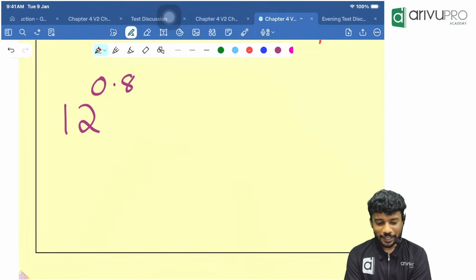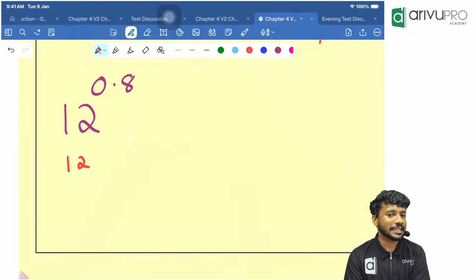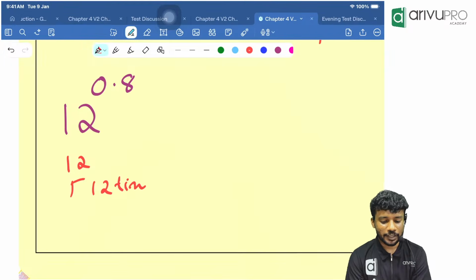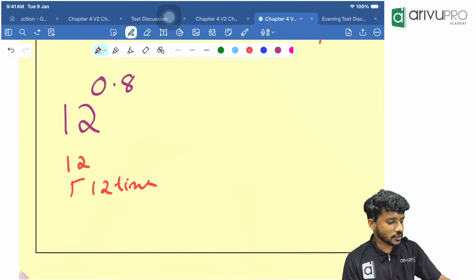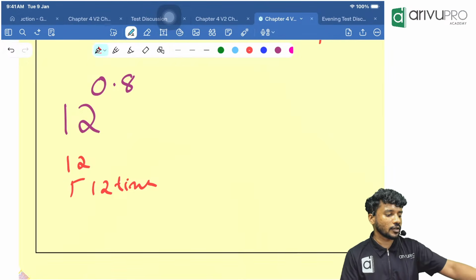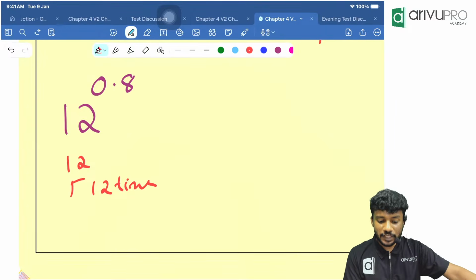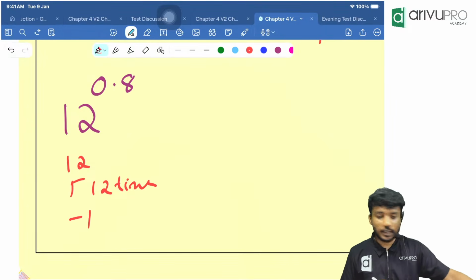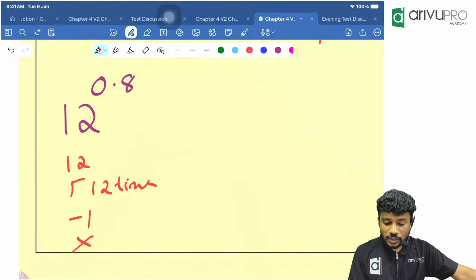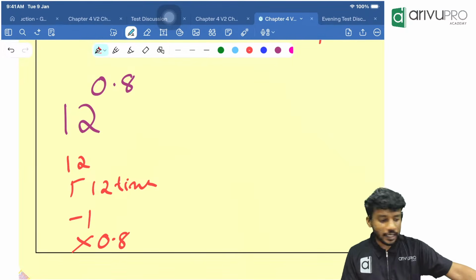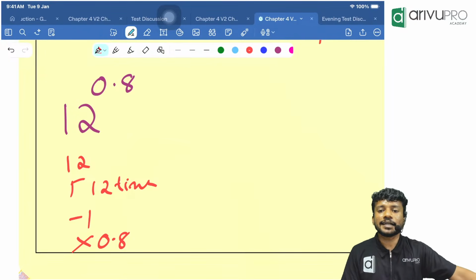Type 12 on the calculator. Then what? Root. How many times? Root 12 times. Do that. Type 12, then root 12 times. 1, 2, 3, 4, 5, 6, 7, 8, 9, 10, 11, 12. You got 1.003 something. Then what is the next step? Minus 1. Click minus, type 1. Then what? Into power. What is the power? Into 0.8, into 0.8.